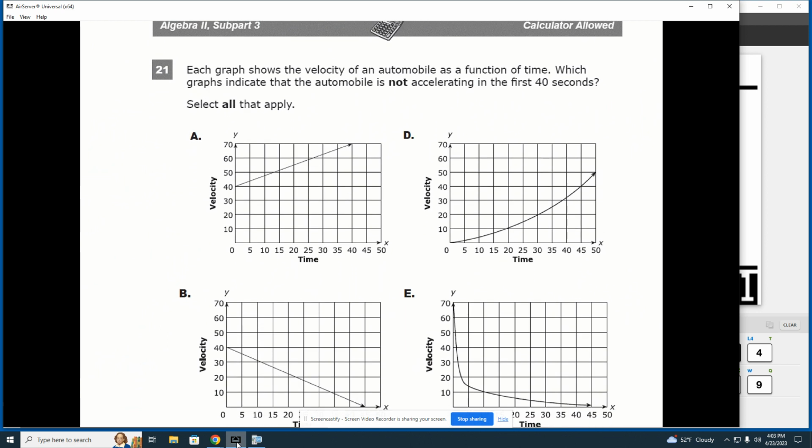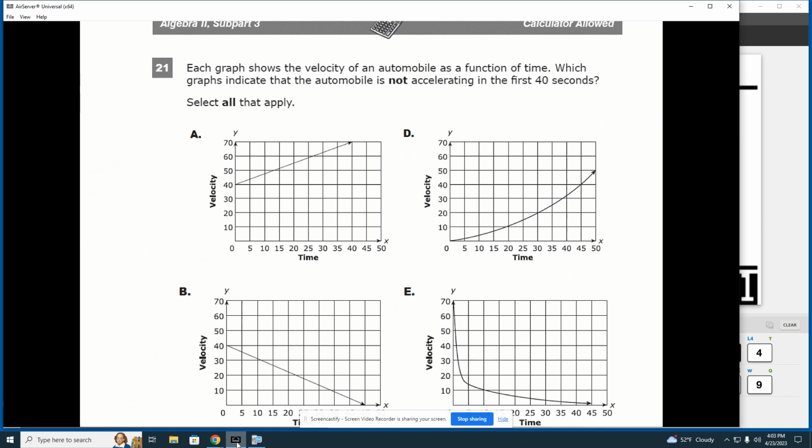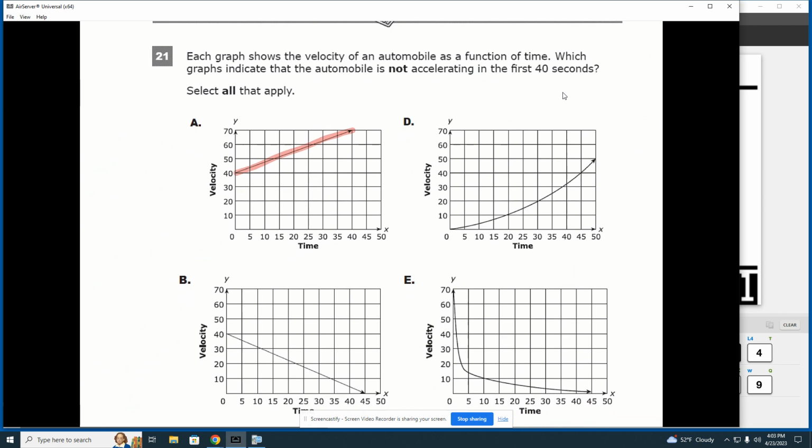It says each graph shows the velocity of an automobile as a function of time. So we're doing velocity over time. Velocity is how it's moving, like if it's going faster or slower, and then of course time is pretty self-explanatory. It says which graphs, plural, indicate that the automobile is not accelerating. So think about what accelerating means. Accelerating means it is going up in the first 40 seconds. So I'm just going to simply look at the graph in the first 40 seconds. Is that one going up? Yes, then that one is accelerating. I'm picking the ones that are not accelerating.